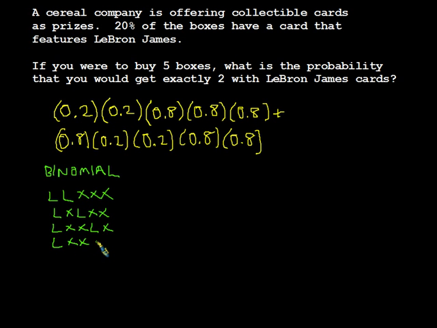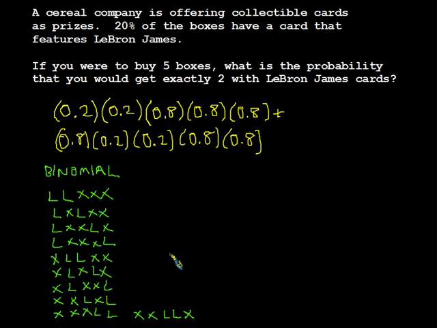And what I'd like you to do is finish this. Why don't you go ahead and pause the video and write out all the possible ways that we could get 2 LeBrons and then 3 other cards that are not LeBrons. Okay, so I wrote out the rest of the possibilities here, and I have 10 total, and I hope that's what you got. Now, I want to point out that there's another way to approach this.